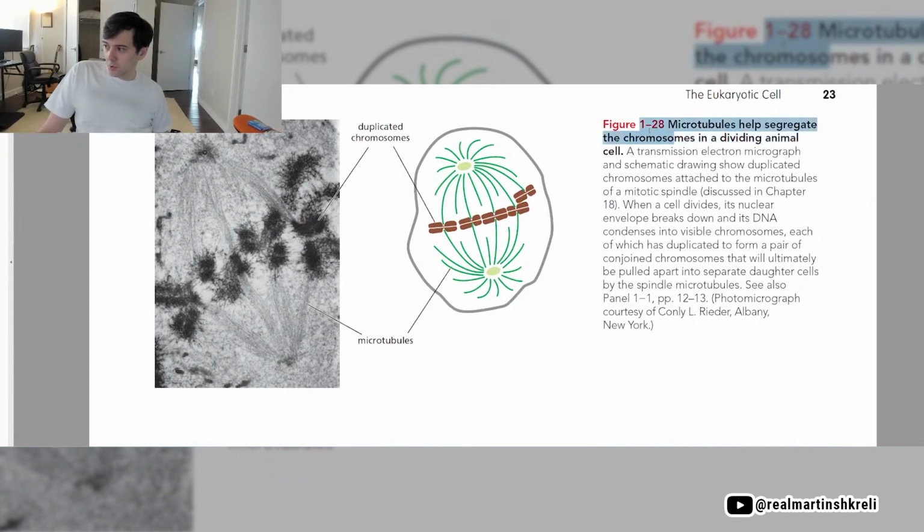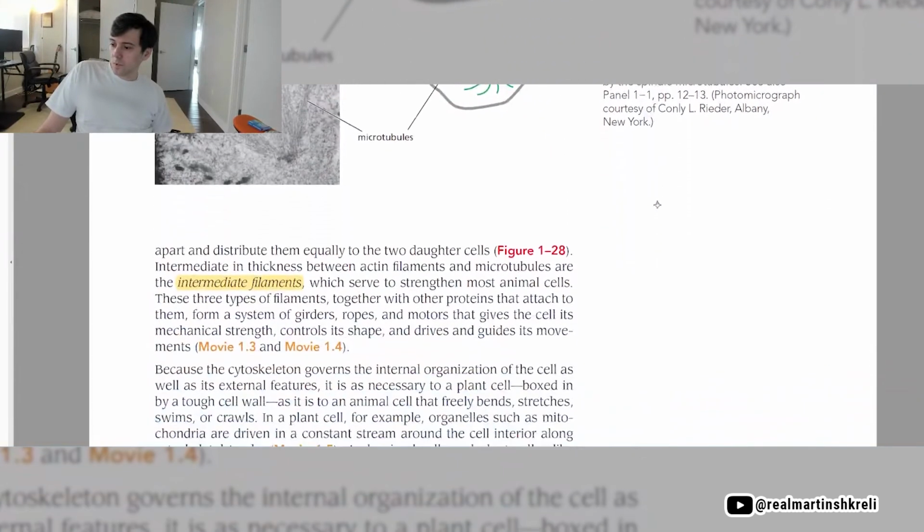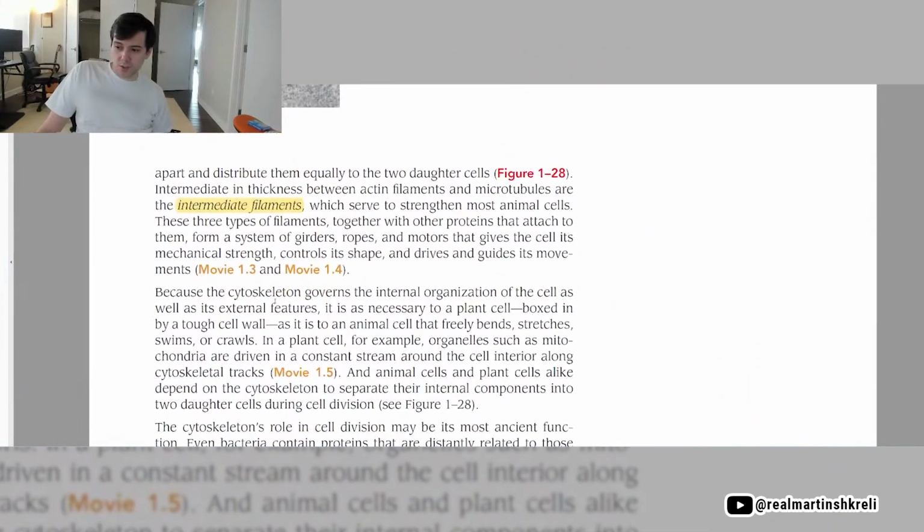Let's look at microtubules, which help segregate the chromosomes in a dividing animal cell. This is a TEM and schematic drawing here and here that show duplicated chromosomes attached to the microtubules of a mitotic spindle, which we'll talk about later on. When a cell divides, its nuclear envelope breaks down, and its DNA condenses into visible chromosomes, each of which has duplicated to form a pair of conjoined chromosomes that will be pulled apart into separate daughter cells by the spindle microtubules. But microtubules go well beyond just cell division.